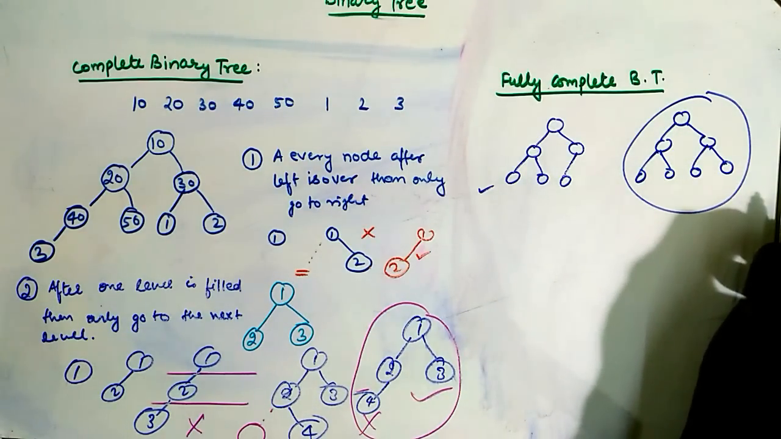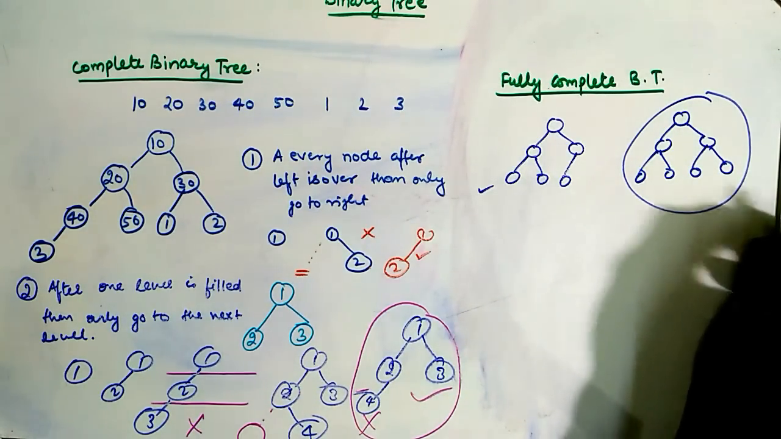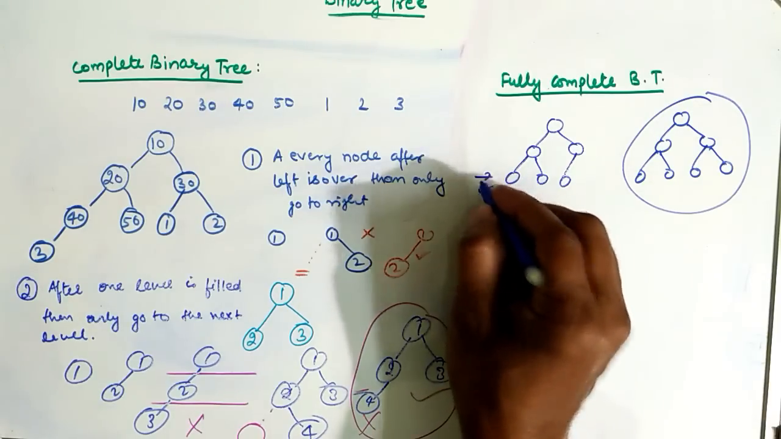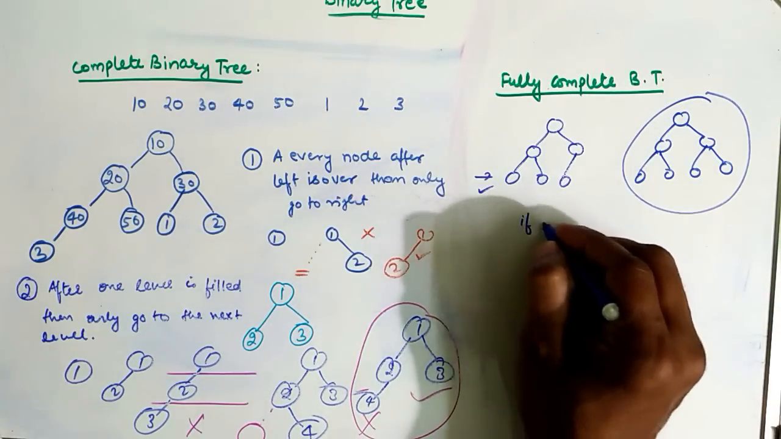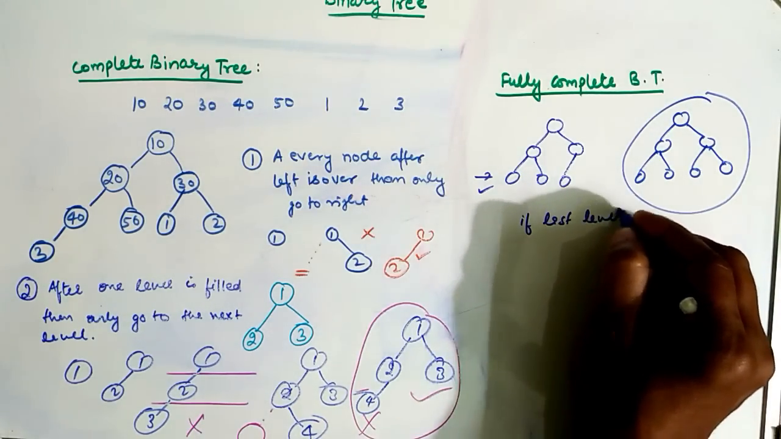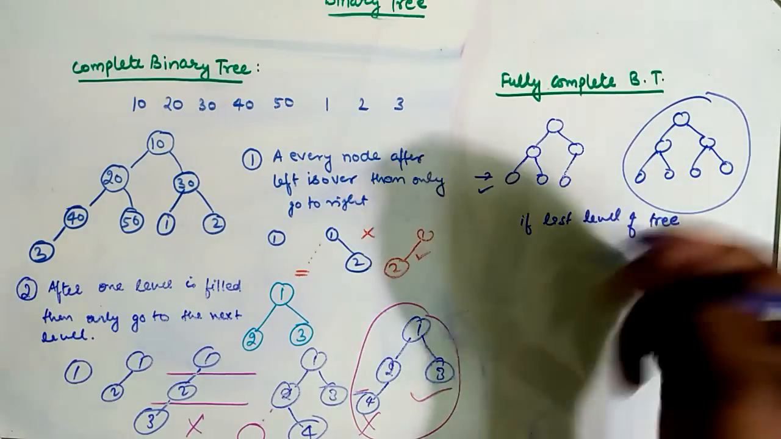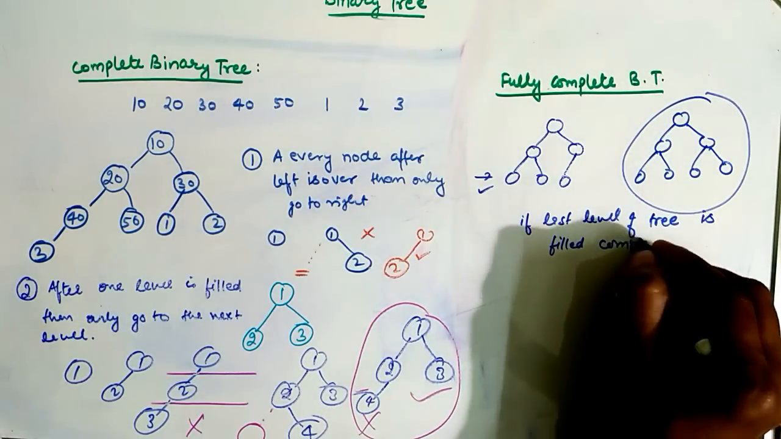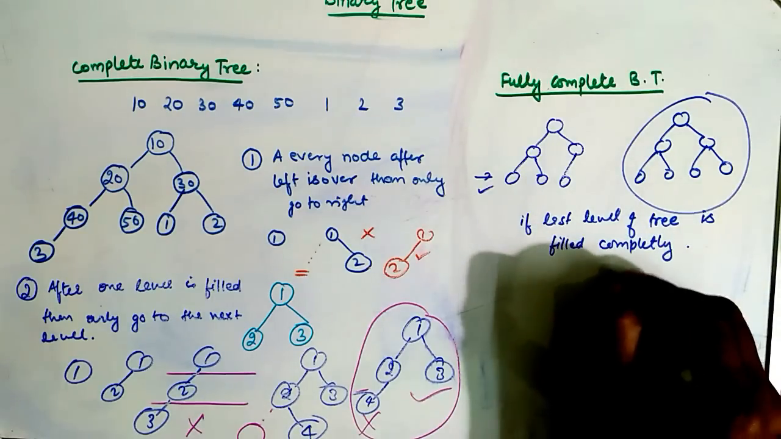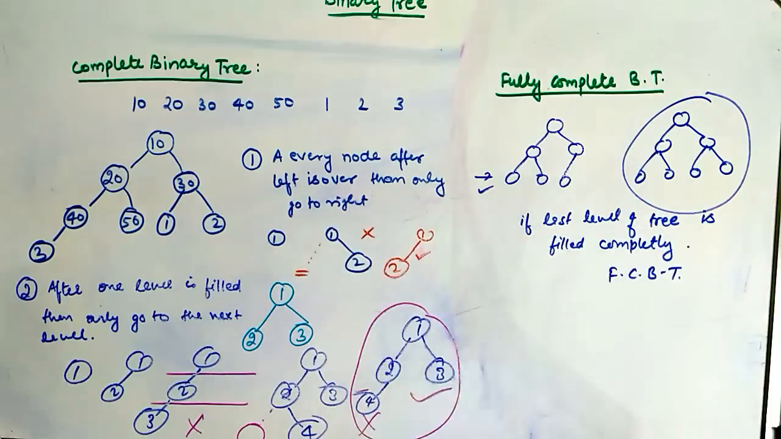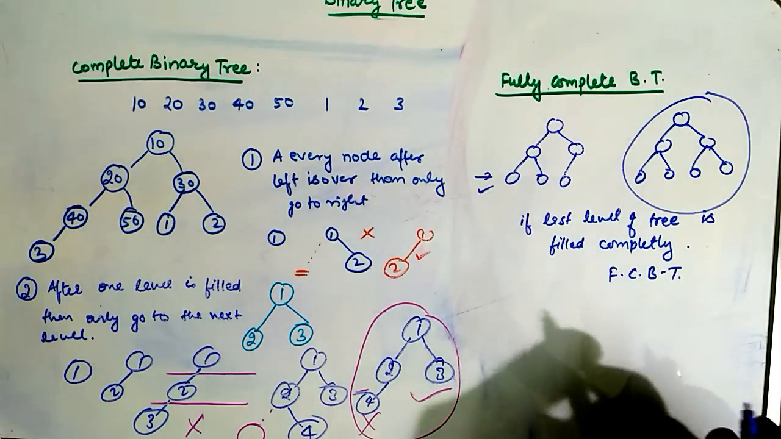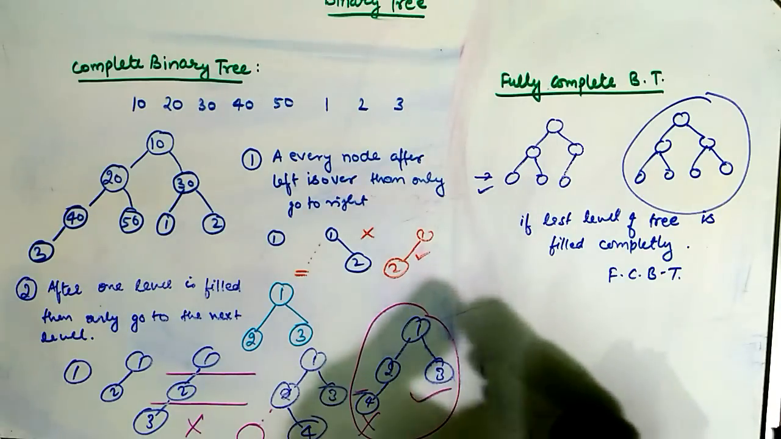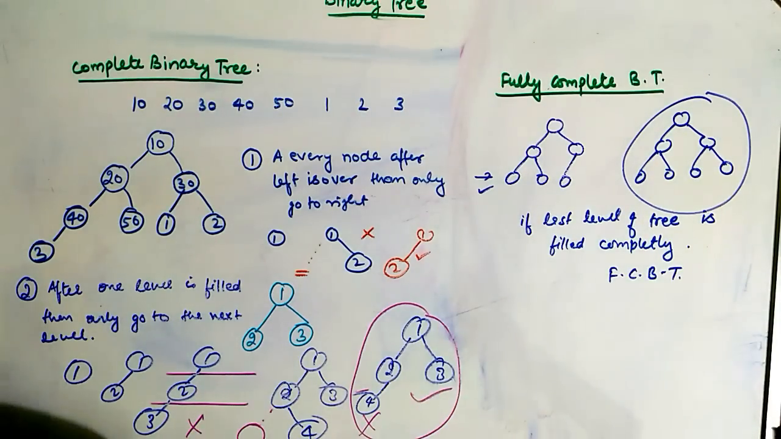Okay, so a fully complete binary tree means the last level is filled completely, that last level of the tree filled completely. So if the last level of tree or a complete binary tree is filled completely, then we can say that it is a fully complete binary tree. Okay, so this is about the binary trees, and now in next lecture we will focus on the heap trees, or what is heap. Okay, thank you.